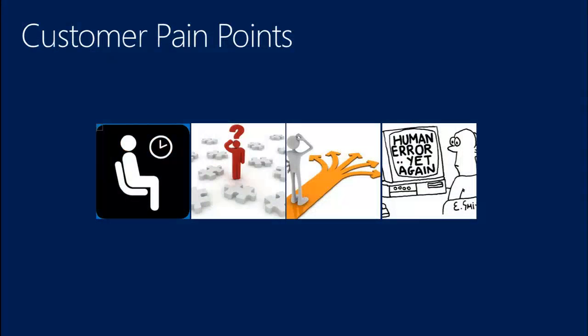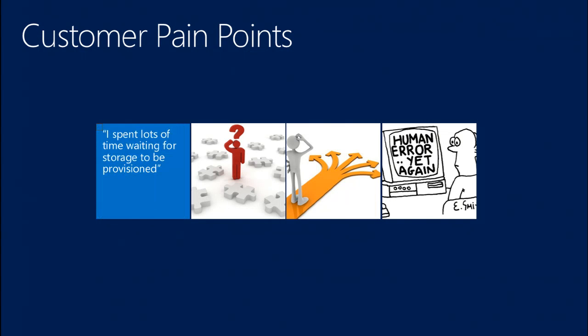So in closing, the main customer pain points that we went after, we wanted to make sure that we address problems where customers were spending a lot of time waiting for storage to be provisioned. Again, the greatness of virtualization is that you get on-demand provisioning. Storage, on the other hand, was a problem as far as it added friction to the overall deployment.